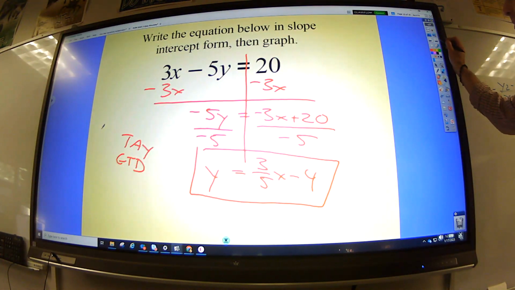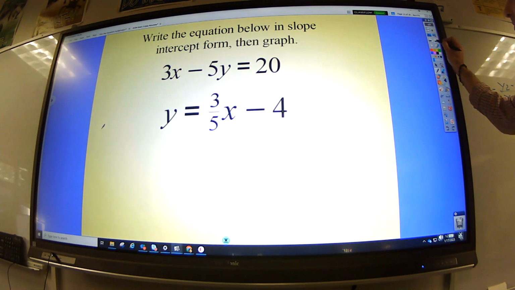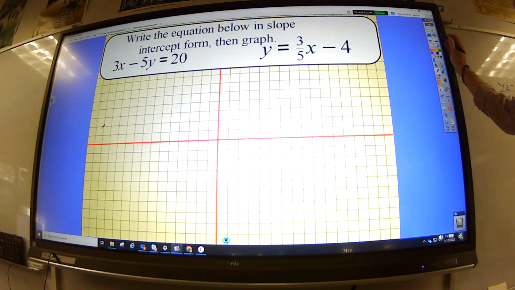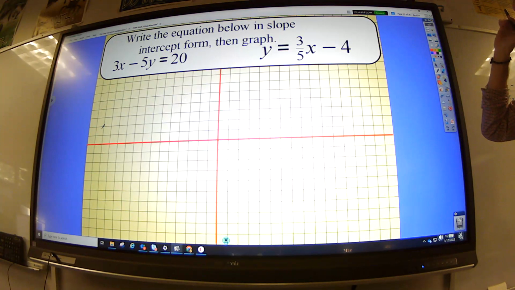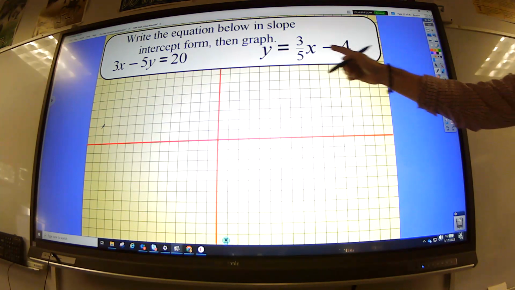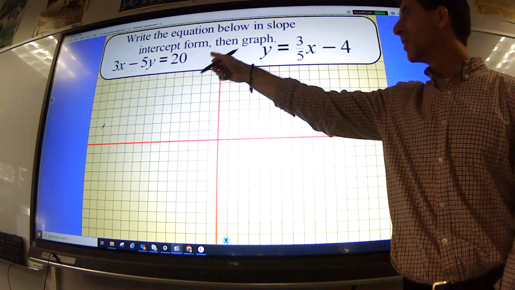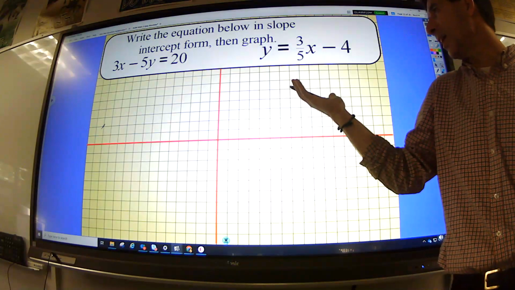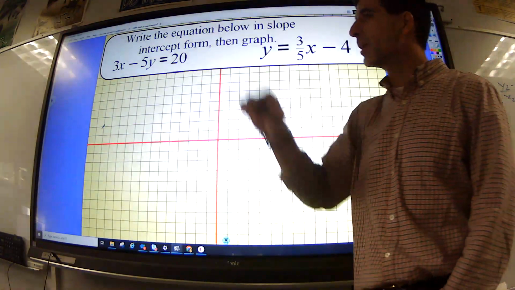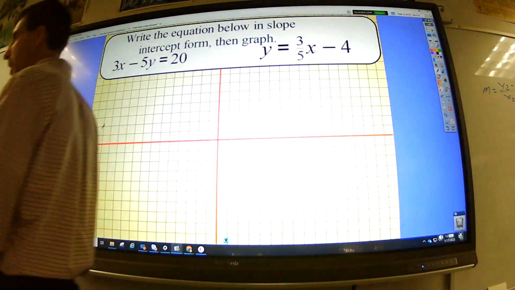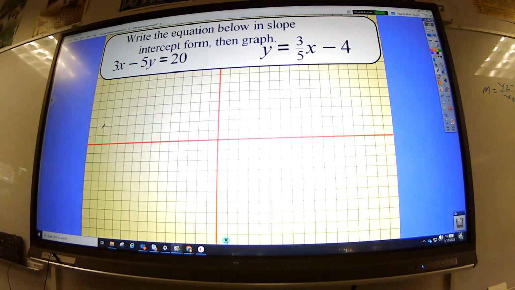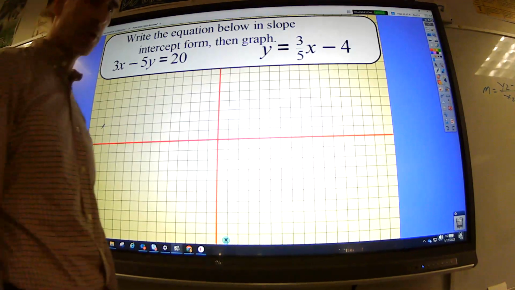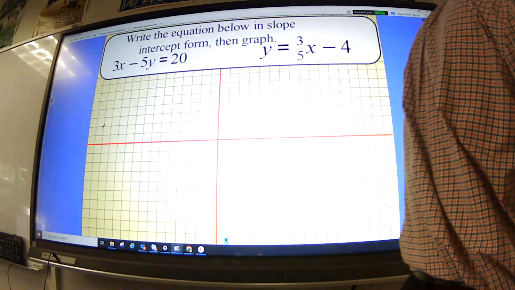Is that it? Write an equation below in slope-intercept form, then graph. Okay, so same equation, write in slope-intercept form and graph. We've already done one like this, but go ahead and graph it for practice. I'll give you 30. Oh, you got to set up.